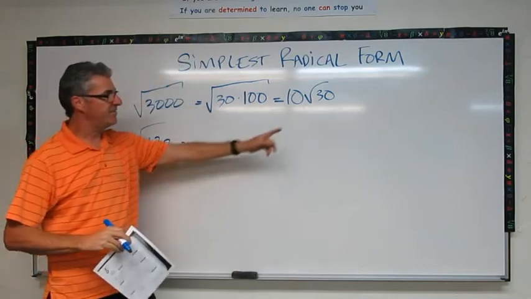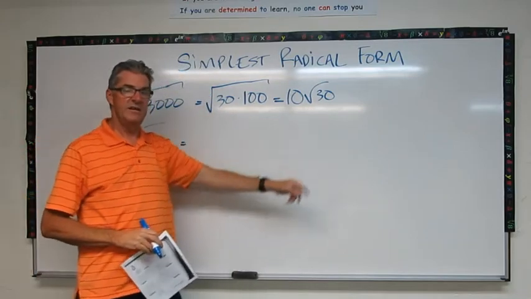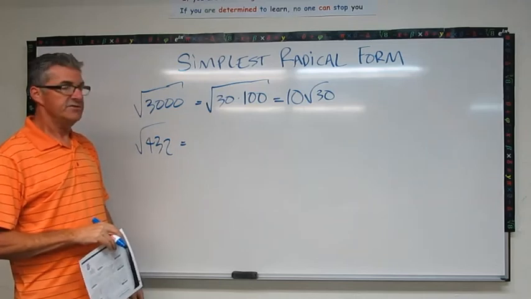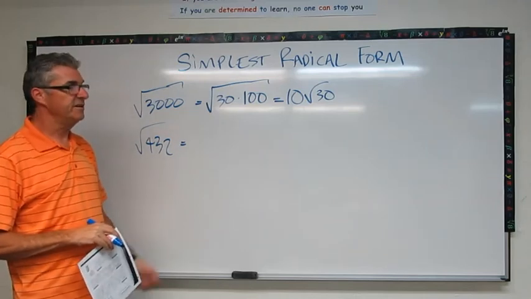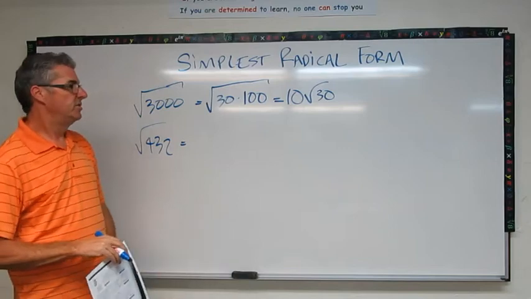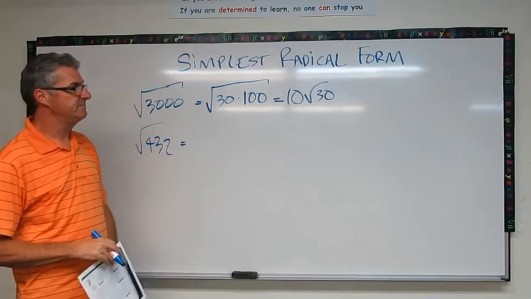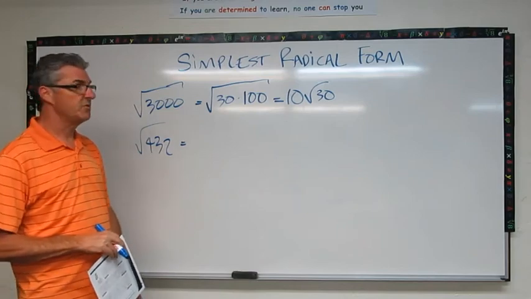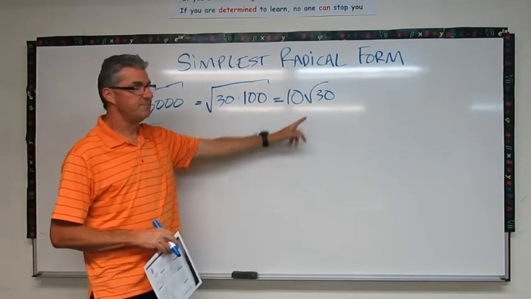Now let's take a look at that 30. Can you factor that down into numbers that include perfect squares? And if you think about it, there's quite a few ways to multiply to 30. 3 times 10, 2 times 15, 6 times 5. But none of those include perfect squares, so we're done with that one.